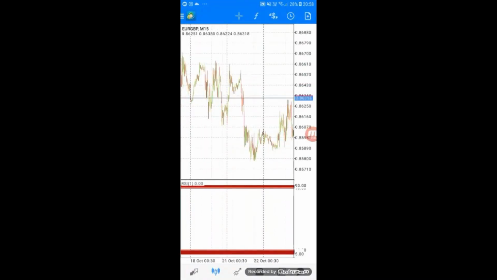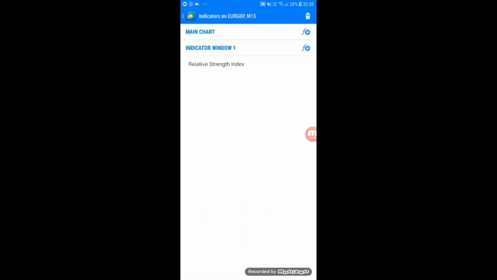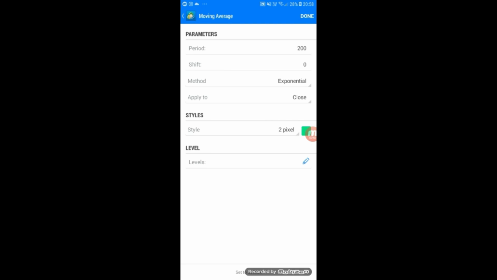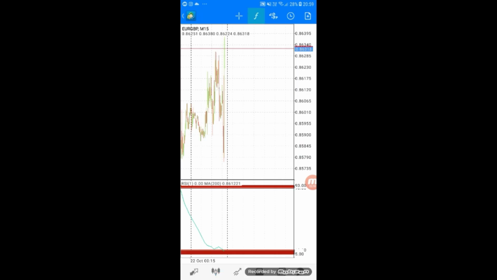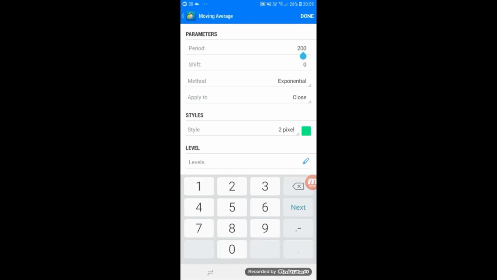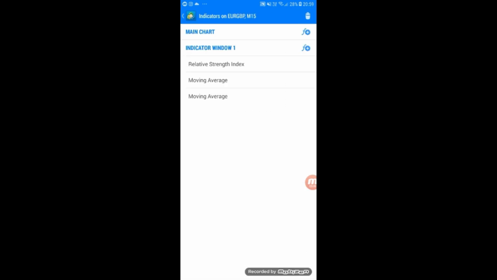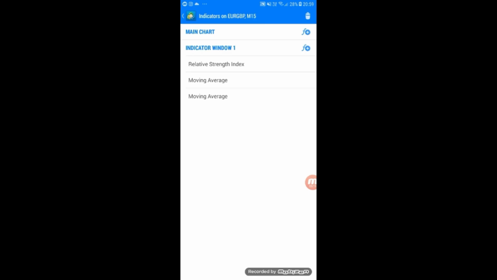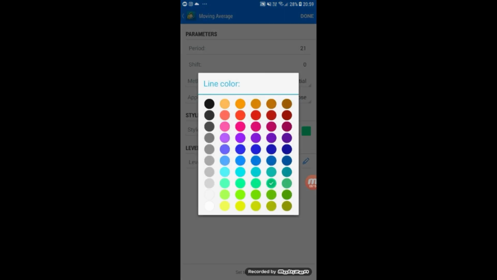Now you have to add the moving averages. You click the indicator window, moving average. You can start with 200 exponential close, and then 2 pixel. Then you add 21. Let's change the color on the 21 one.